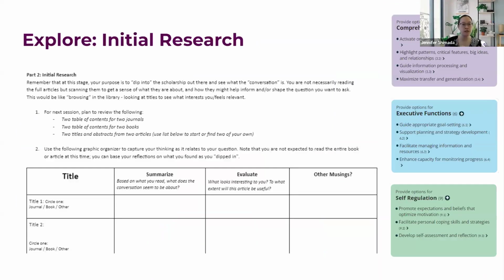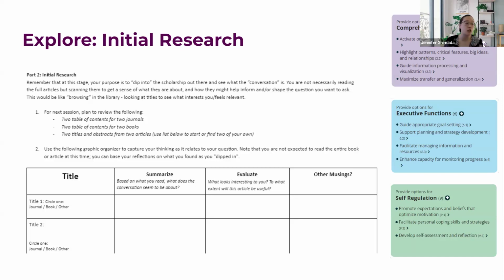So in this stage of using the library for information gathering, we emphasize that they are just dipping into the scholarship, exploring according to the guided inquiry design process rather than gathering. So we ask them to review 2 tables of contents for 2 journals, 2 tables of contents for 2 books, and 2 titles and abstracts of 2 articles. We tell them that they're not reading full articles, they're just scanning and browsing.